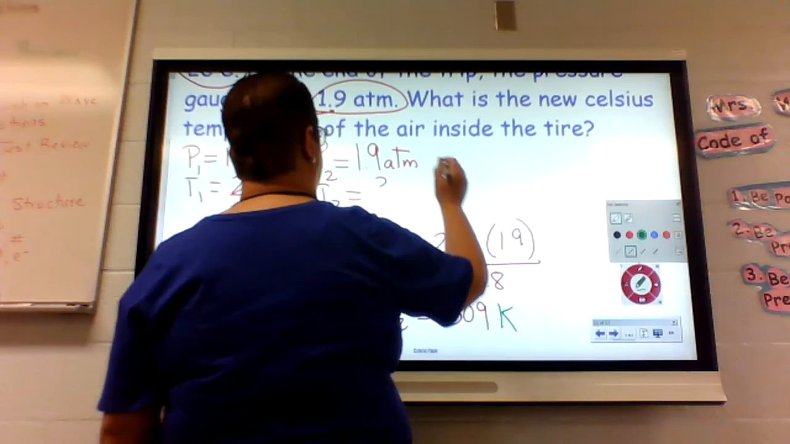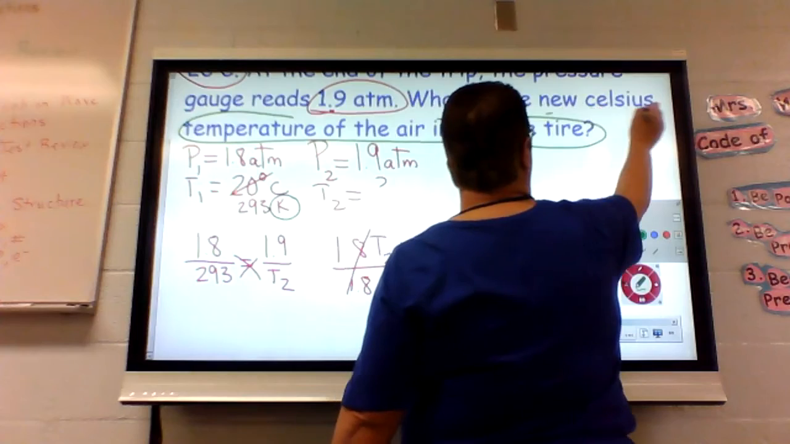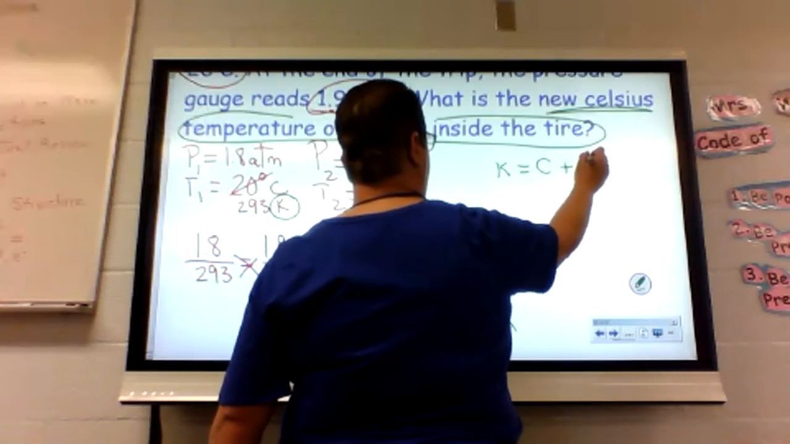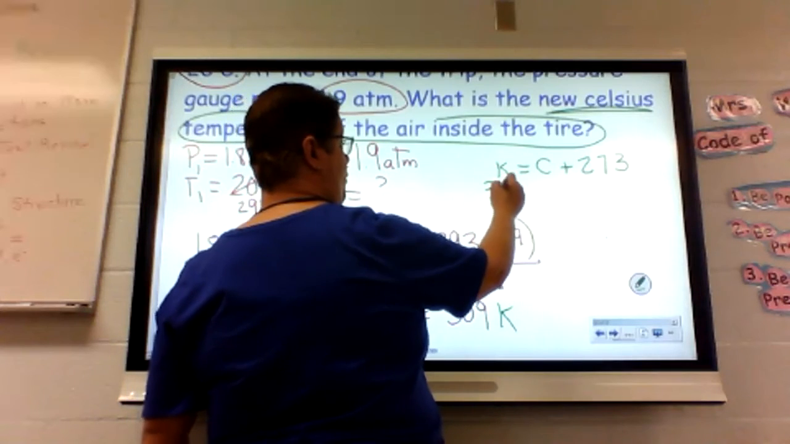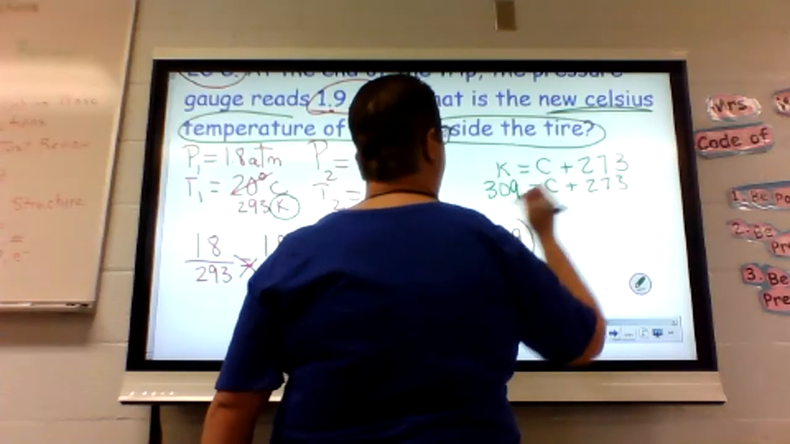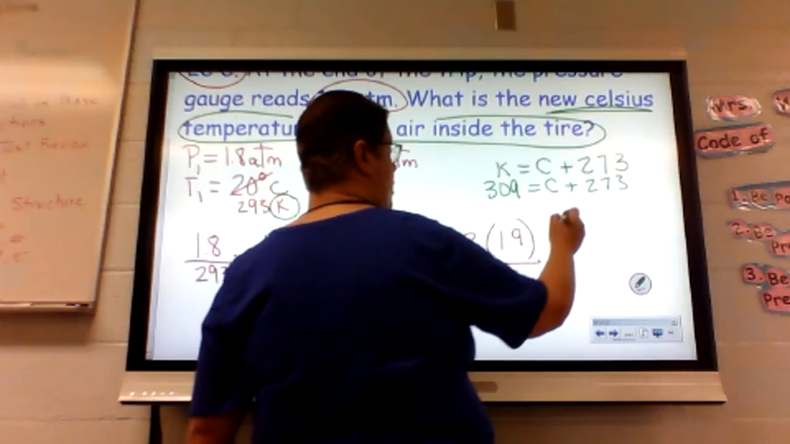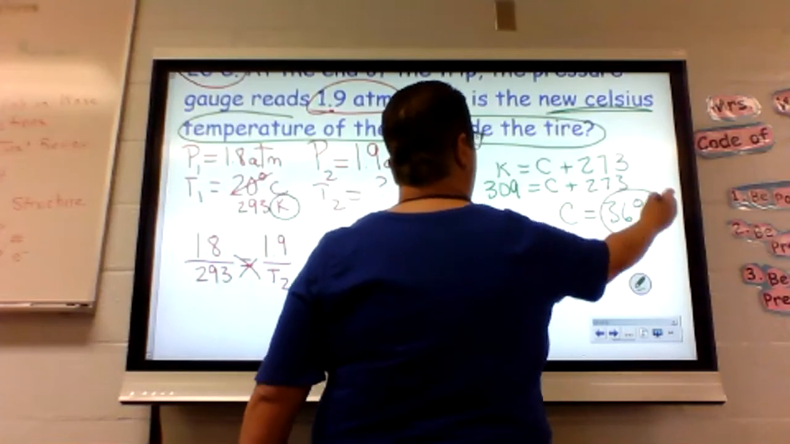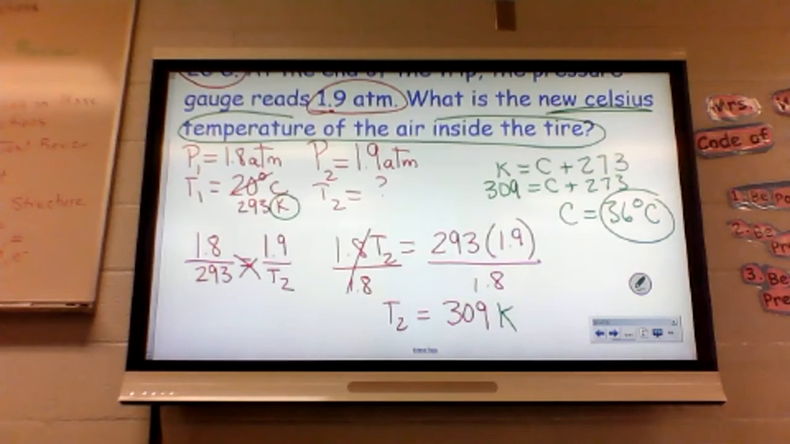All right, the question said temperature in what? Celsius. So K equals C plus 273 is our formula. That was in Kelvin, so 309 equals C plus 273. So we're going to do what to get C? Subtract. So what's 309 minus 273? 36 degrees C would be our answer. Questions? Feel okay about that?